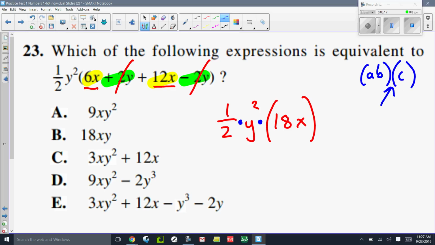I think the most important thing to point out on this problem is that our powers on our variables need to stay the way they are. We can't combine y squared with x. They're different variables, they're different exponents.